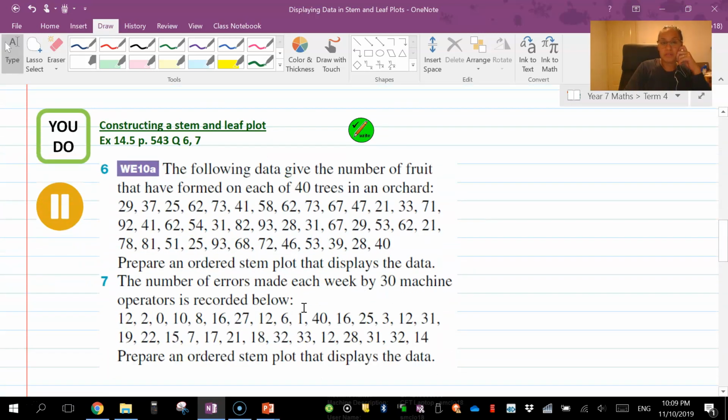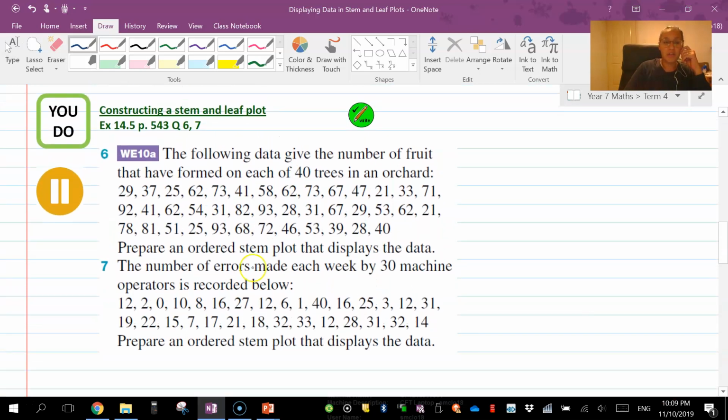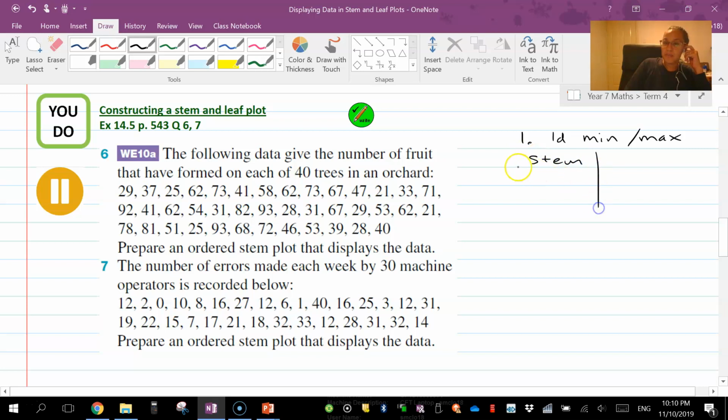So what you're going to do is construct a back-to-back stem and leaf plot. First identify your minimum and your maximum, then construct your stem and leaf. In this case, because there are only 2-digit numbers, your stem would be just your tens, and your leaves will be whatever it is all the way down. Identify your minimum, maximum. Don't forget your key, and it's the same thing with this one here.